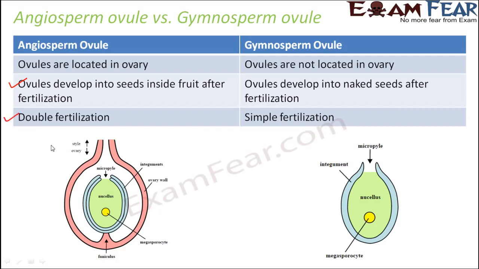In angiosperms, double fertilization takes place, whereas in gymnosperms, simple fertilization. What is double fertilization? As we go ahead, we will see in the fertilization process that two fusions take place inside the embryo sac of the angiosperm. There are two male gametes, and there are two female gametes as well: one is the egg and the other one is the polar nuclei. We will talk about that a little later. So two fusions take place, but in gymnosperms just one fusion takes place. Since one fusion takes place, it is called simple fertilization, whereas in angiosperms it is called double fertilization. These are some of the differences between the angiosperm and gymnosperm ovule.